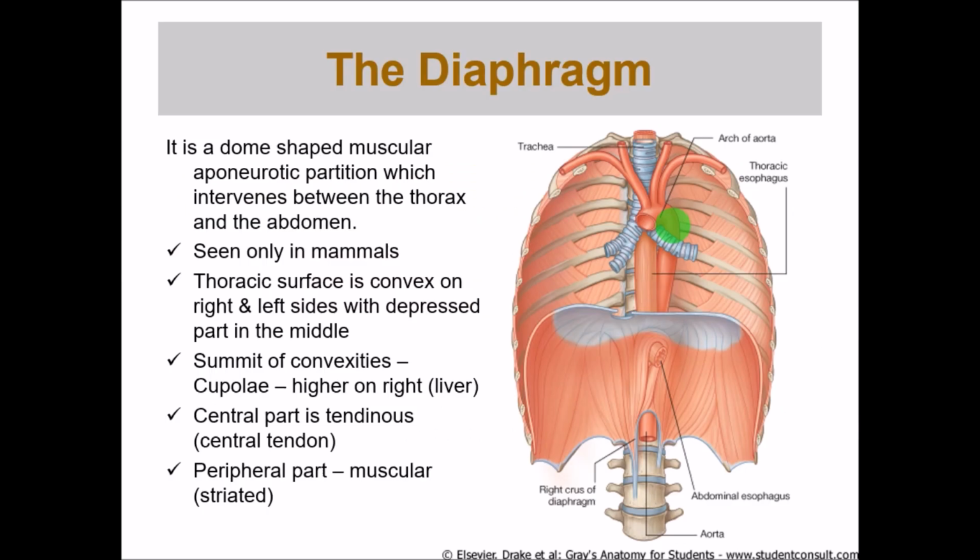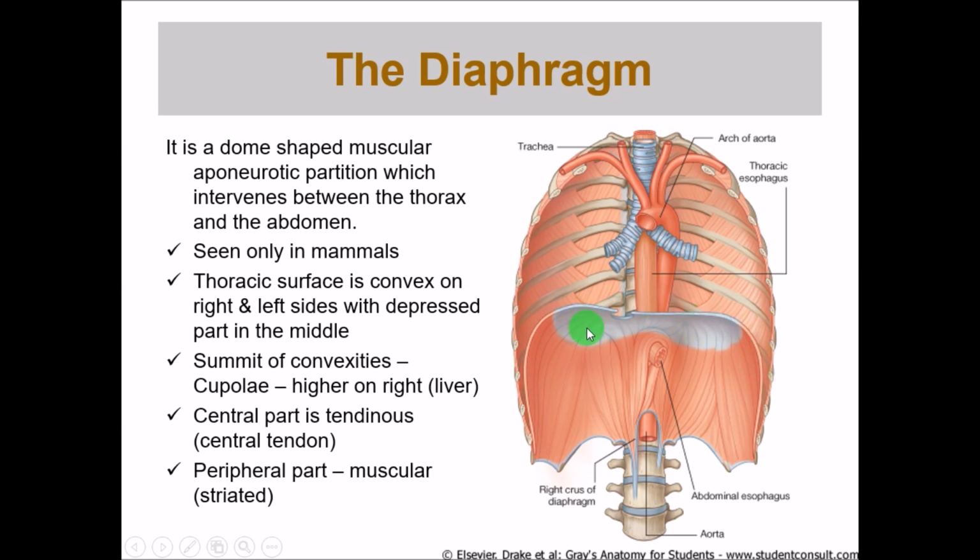The diaphragm is defined as a dome-shaped musculo-aponeurotic partition. It is muscular as well as aponeurotic, and it intervenes between the thorax and the abdomen. If you look at this picture, this is the thorax and below it is the abdomen. These two are separated by a dome-shaped muscular partition which is muscular as well as aponeurotic.